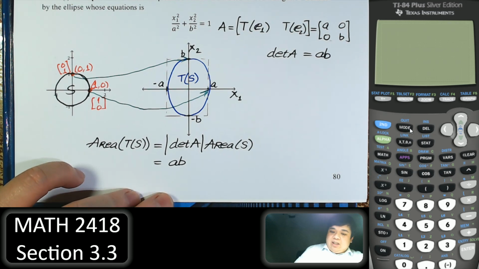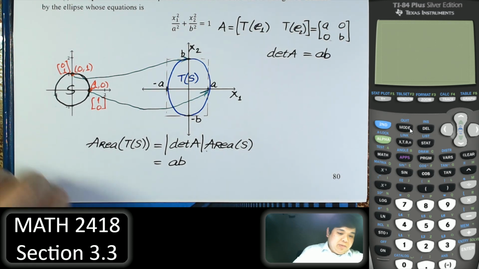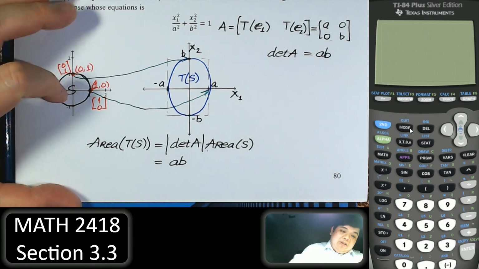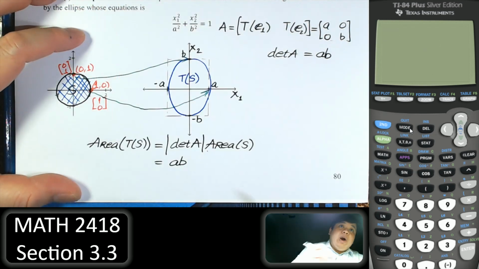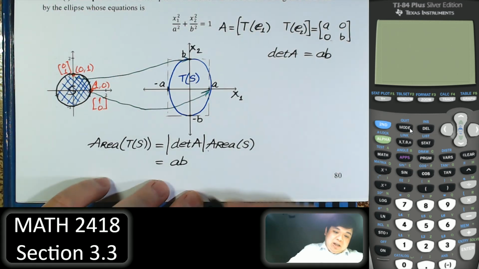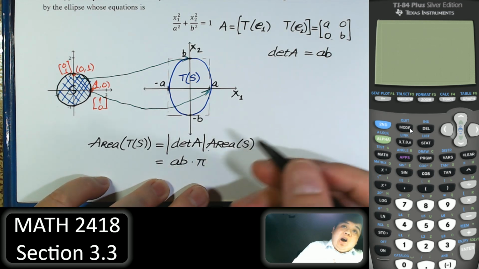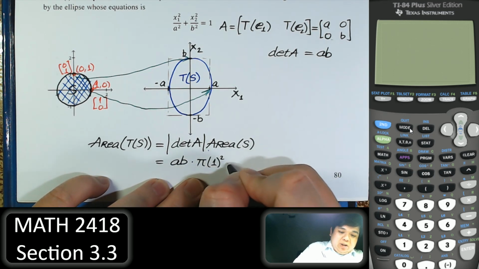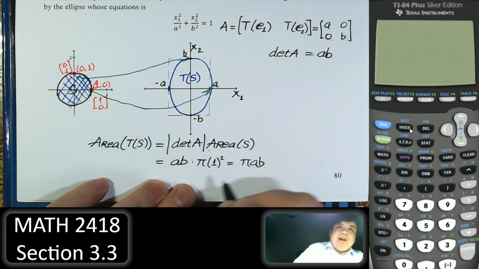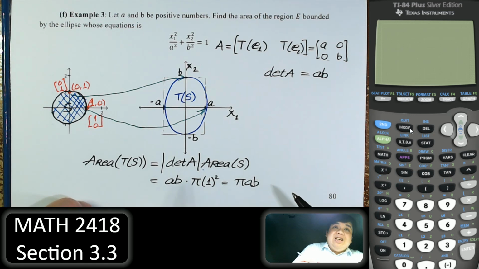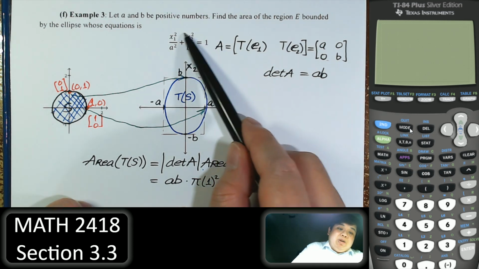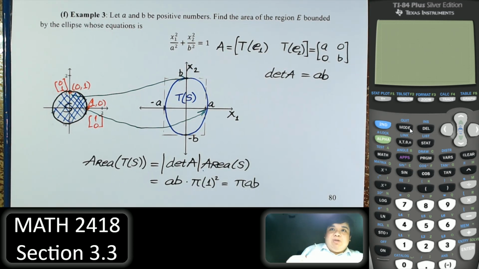And what is the area of S? Area of S here is just the unit circle, pi r squared, and the radius is 1, so we just have ab times pi r squared, which is 1 squared, so this is going to be pi ab, right? So it turned out to be very nice. So the area of the ellipse is given by pi ab. The area of the ellipse bounded by this equation is given by pi ab. So it turned out to be very nice, and we actually use a transformation here.